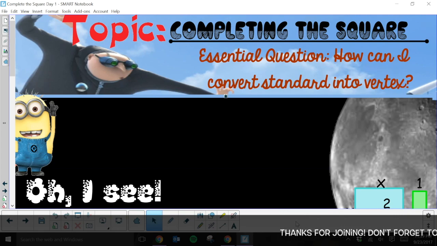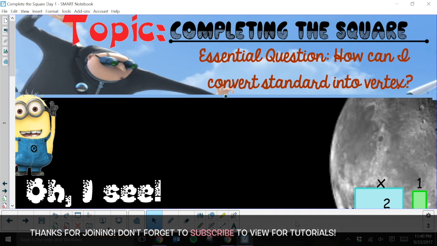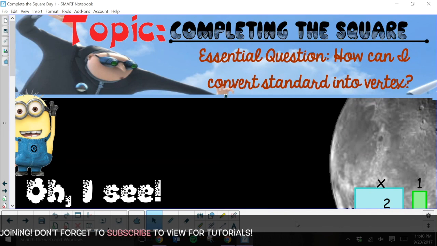This one is focusing on completing the square, which is really going to help us answer this essential question of how we can convert between standard and vertex form with quadratics. And it's also going to help us solve quadratics. We're going to start with that, and then we're going to end with how we can convert.